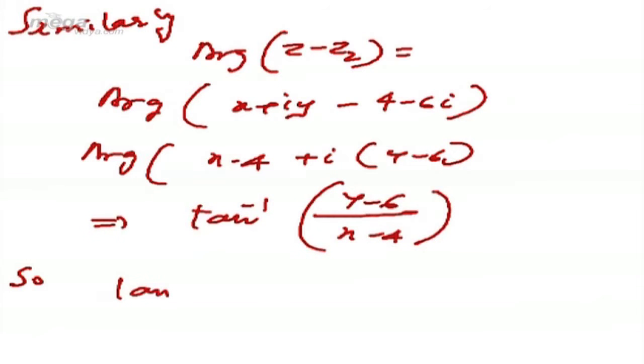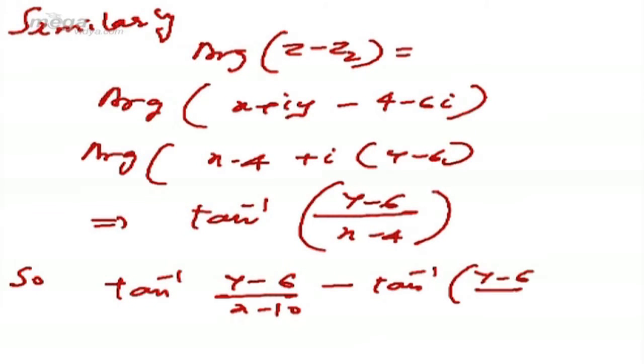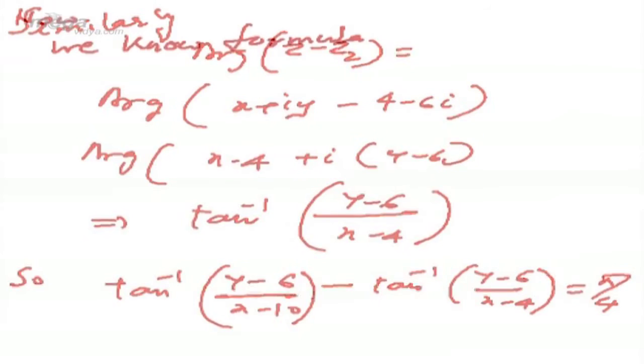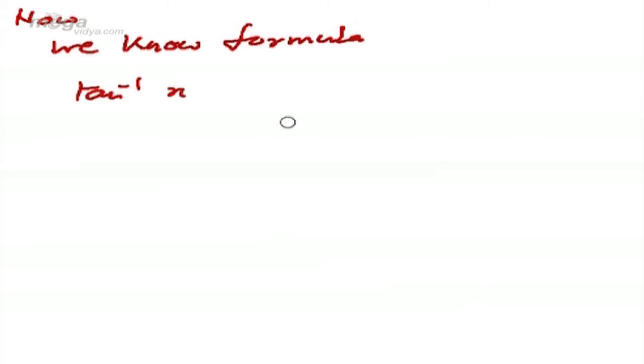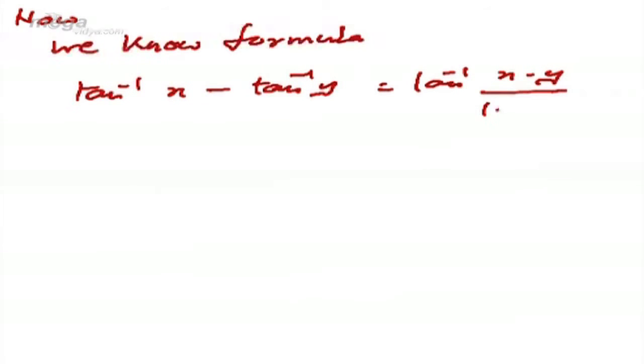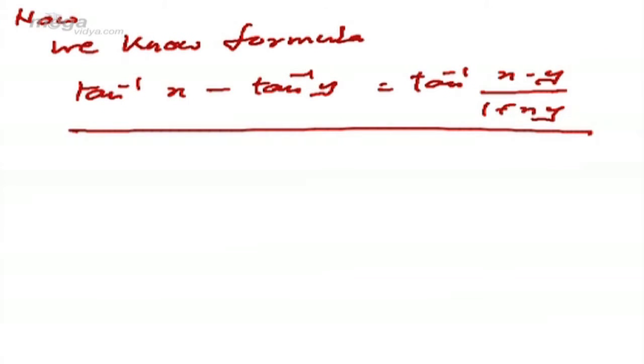So tan inverse of (y minus 6) upon (x minus 10) minus tan inverse of (y minus 6) upon (x minus 4) is equal to pi by 4. Now we know the formula: tan inverse of x minus tan inverse of y is equal to tan inverse of (x minus y) upon (1 plus xy). Let us apply this formula in the given problem.